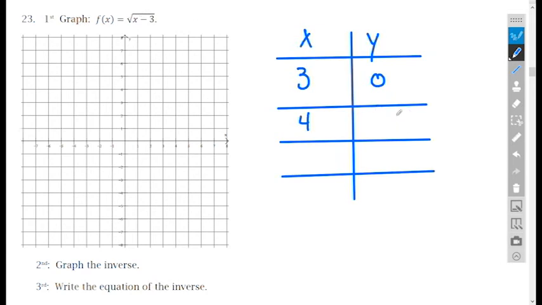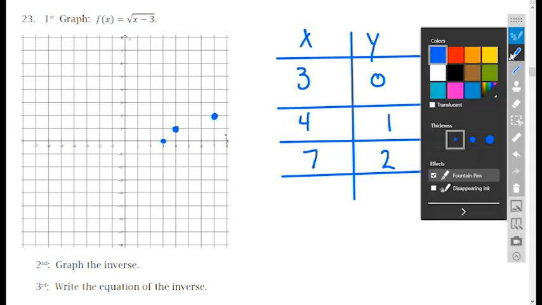The square root of 1 is 1. And then I'll plug in the next number that will give me a perfect square. So I would need underneath the radical to be a 4. So I would have to plug in 7, because 7 minus 3 is 4, and the square root of 4 is 2. Okay, so this should be enough points. I have (3, 0), I have (4, 1), and I have (7, 2). Okay, so that should be enough points.